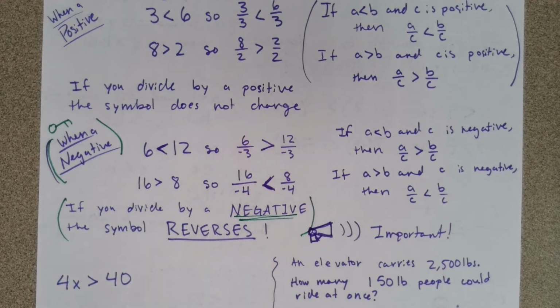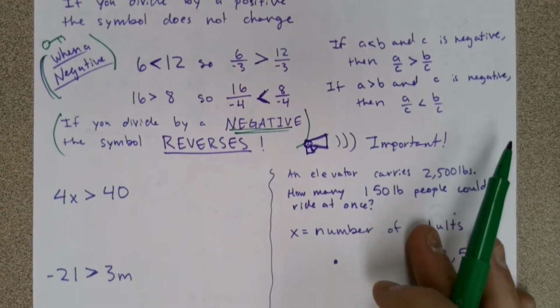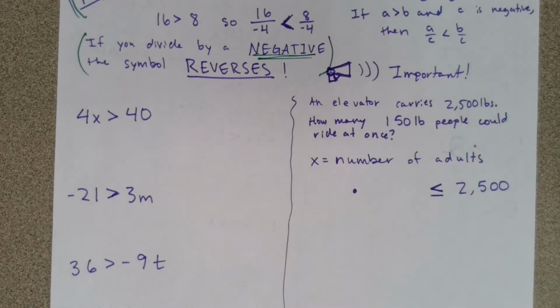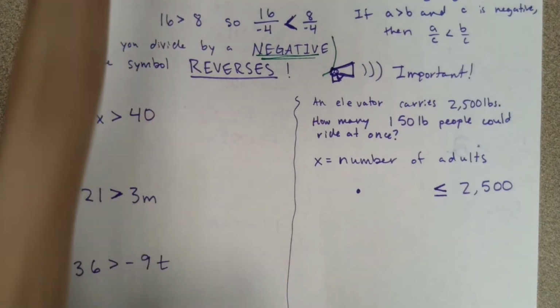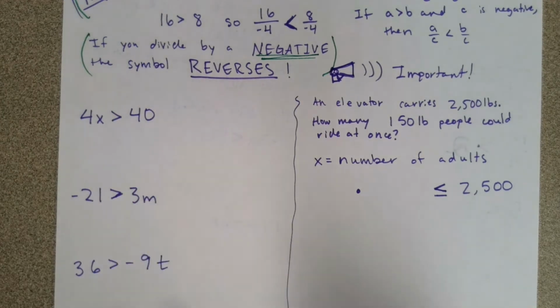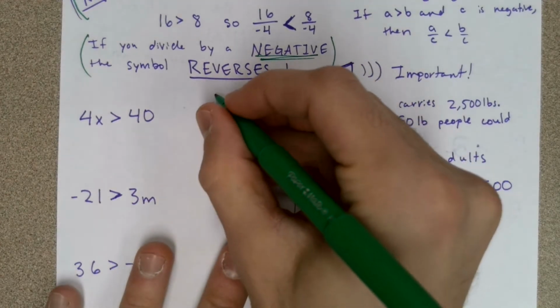We'll get some practice with this right now. Get all this in your notes. Great stuff to have in your notes. Put these examples in your notes as well. Looking at this first one, we have 4x is greater than 40. We're doing the same things that we did the other day.